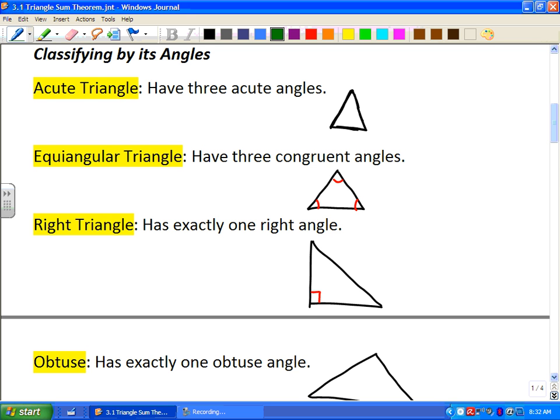Excuse me, teachers, this is an all-call test. All-call test.